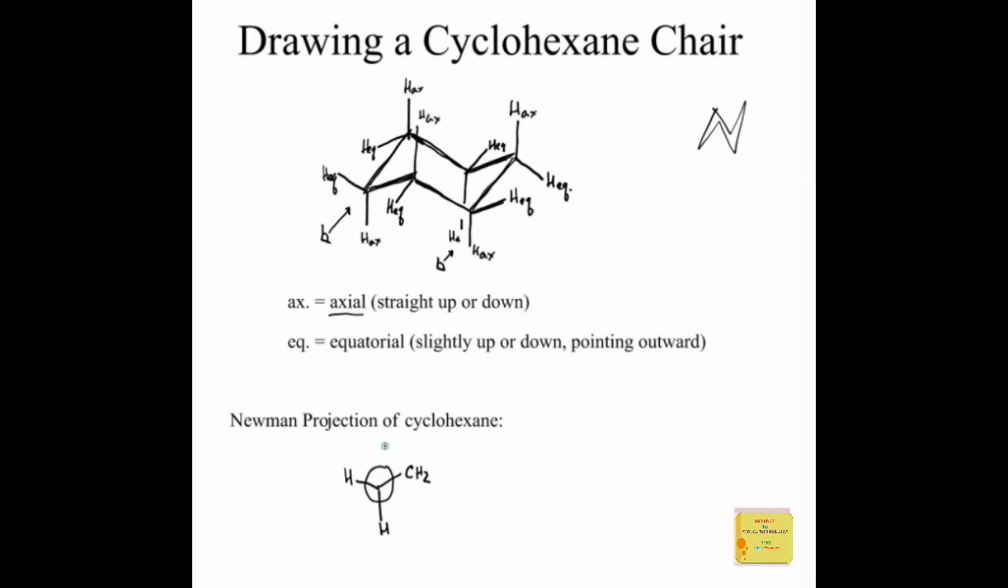On the back carbon, I have a hydrogen straight up and a hydrogen down and to my left, and down and to my right I have a CH2. So there's our Newman projection of the carbon on the left. The carbon on the right, I see a hydrogen straight down, and then the CH2 up and to my left, that's connecting this CH2.